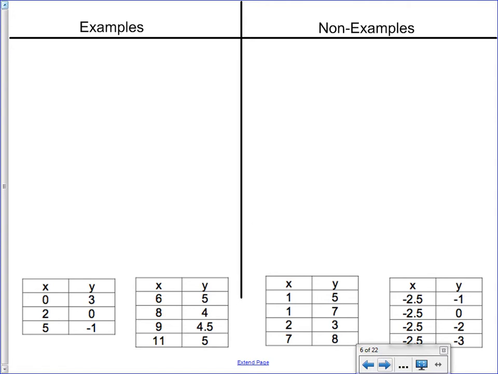Okay, again, going through here, are they functions or non-functions? Are they an example or not an example? I want you to talk about it with your partners, and then I'm going to take it up. So go. Talk about it with your partners. I actually want to hear you talking. What do you think?